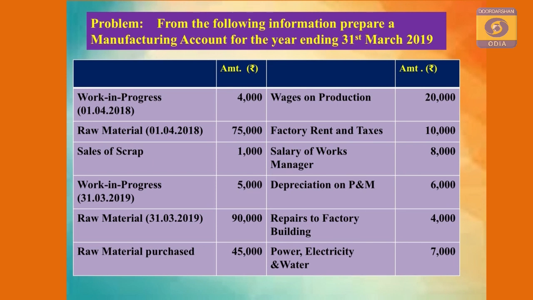Factory rent and taxes, that is 10,000. Salary of works manager 8,000. Depreciation on plant and machinery 6,000. Repairs to factory building 4,000. Power, electricity and water amount is rupees 7,000. So let us go from here.